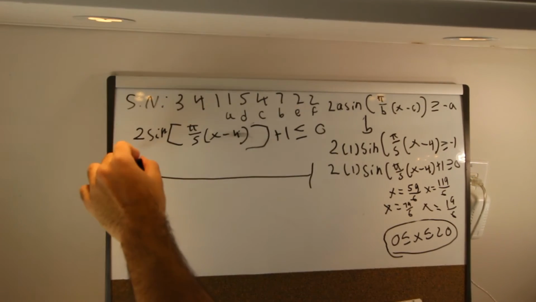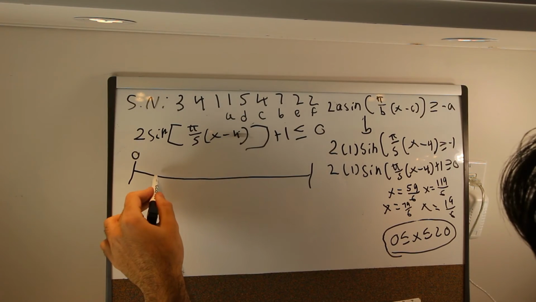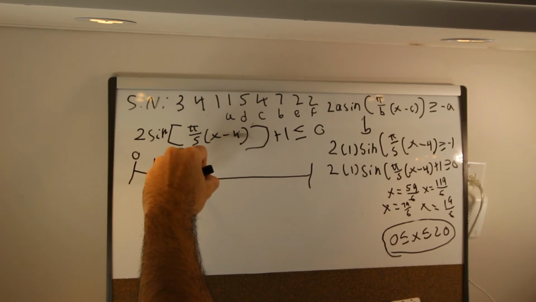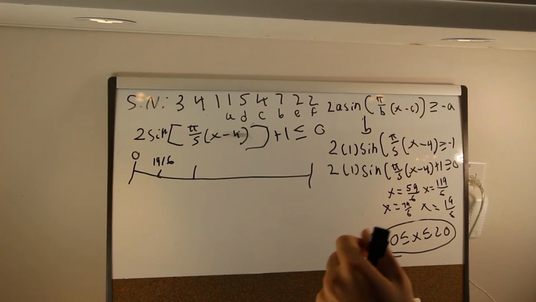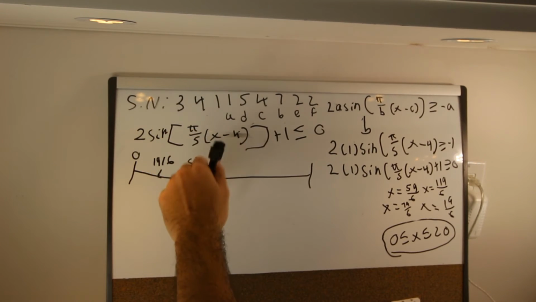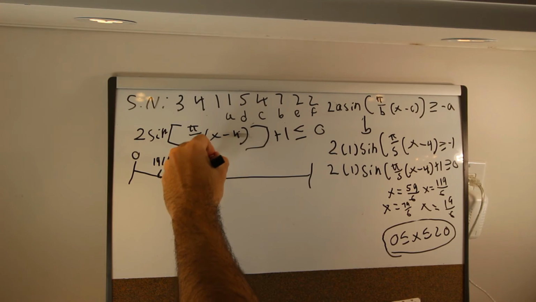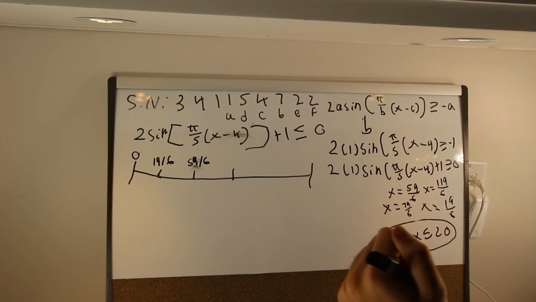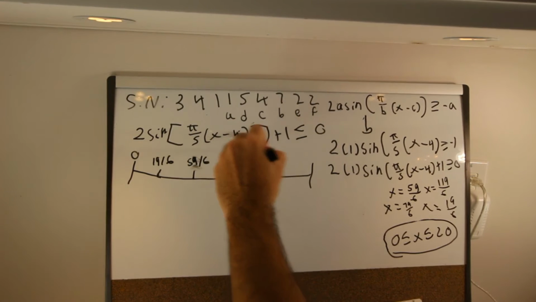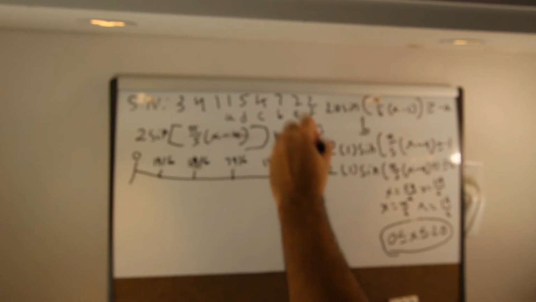and the points we're going to put on it, of course, 0. Our first x-intercept, which is 19 over 6. So over here we're going to put 19 over 6. The next x-intercept, which is going to be 59 over 6, sorry, not 56. The next x-intercept, which is going to be 79 over 6. And our final x-intercept, which is 119 over 6. And then over here is going to be 20.